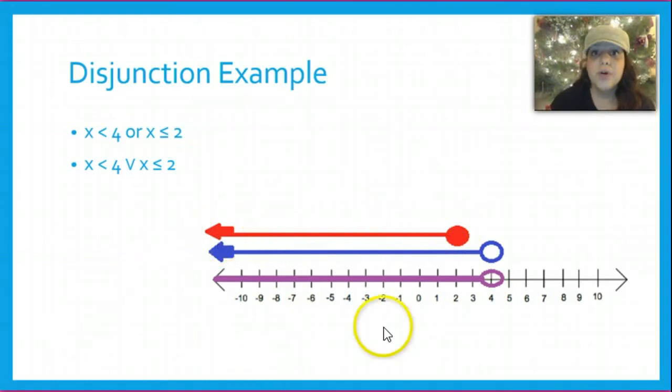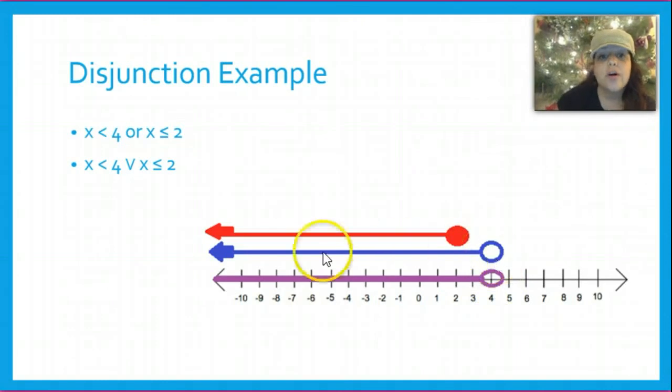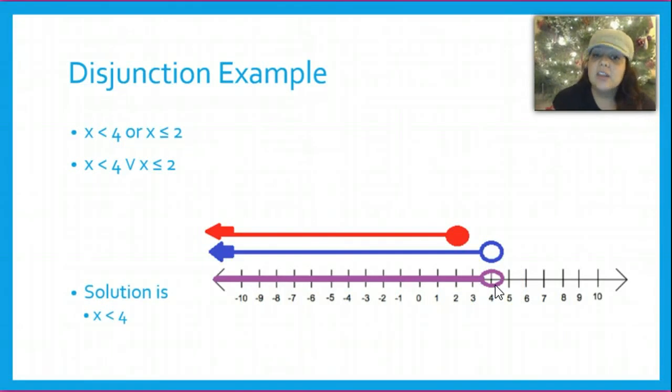Now if you notice in purple, what I did was I graphed on the number line the union of those two statements, or the union of the disjunction. And the union is all of the numbers that are contained in there. So that's going to start at 4, going all the way to the left. Okay? So on the number line, open circle on 4, and everything to the left gets shaded in. And we say that the solution is x is less than 4.